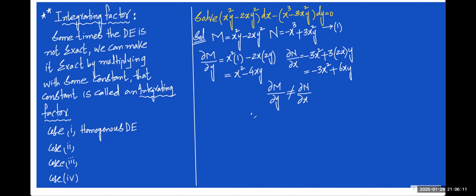Therefore, the questions we did so far, this question is totally different. One is exact, one is not exact. This one is not exact.